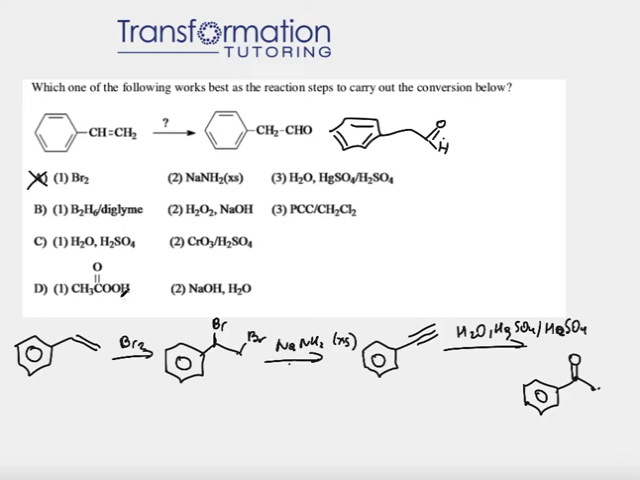Let's go ahead and do B. So again, I start with my benzene ring with an alkene, and I will do step number 1 and step number 2. Step number 1 is B2H6 in diglyme, and step number 2 is H2O2 and NaOH. These steps go together. This reaction is called hydroboration. Usually for hydroboration we see BH3, THF. Here they're using a different form of this reagent, but it still has boron, so this is hydroboration.